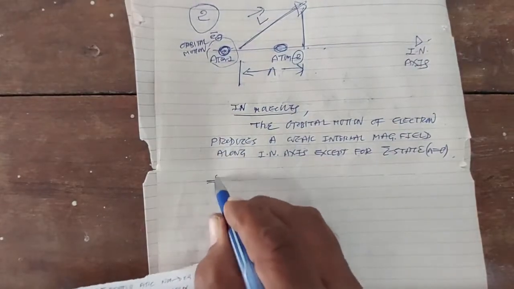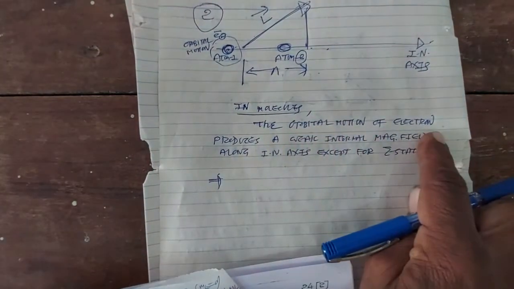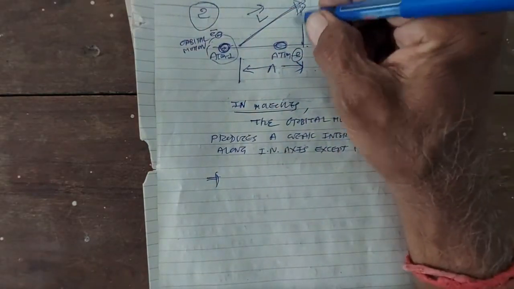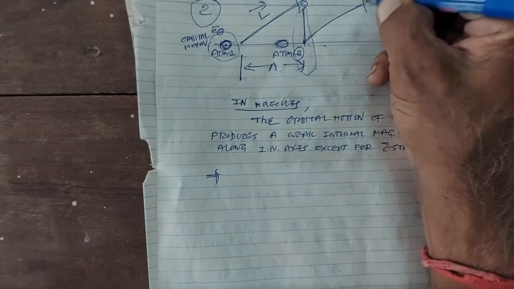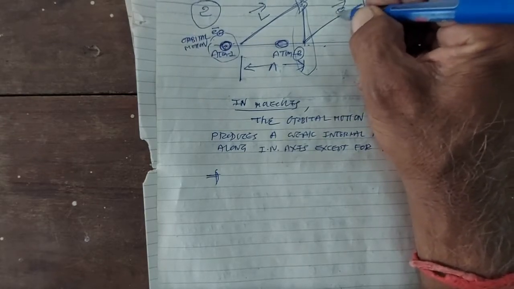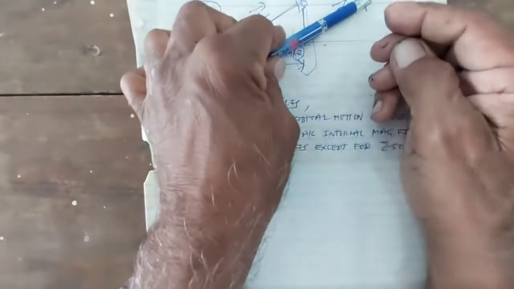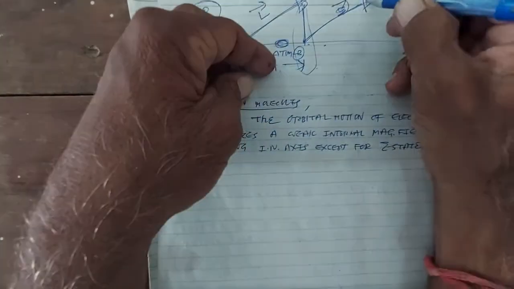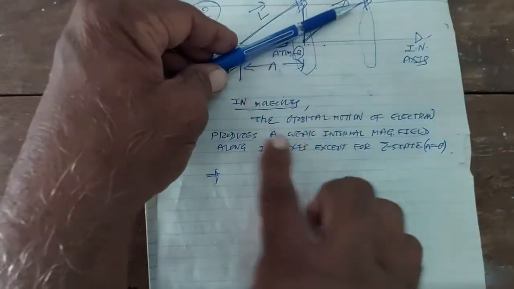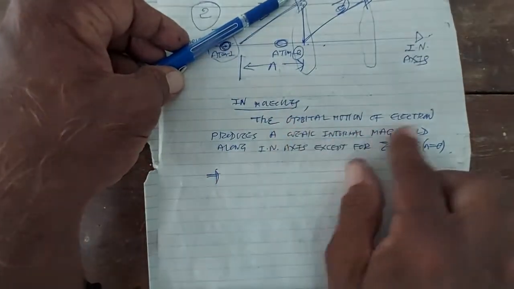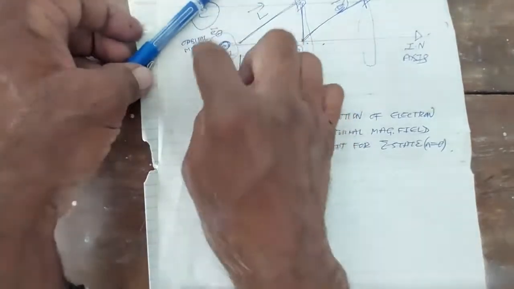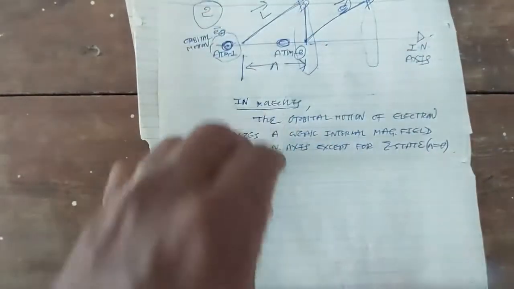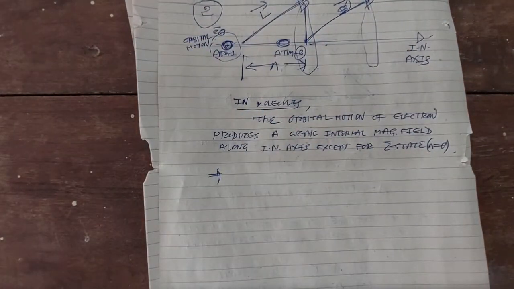Okay. Now what will happen? Due to the magnetic field produced by the orbital motion of electron, the spin angular momentum vector s also precesses about the internuclear axis, right? So due to the magnetic field produced by the orbital motion of electron, the spin vector s precesses, or rotates, about the internuclear axis. Okay, so that we mention here.